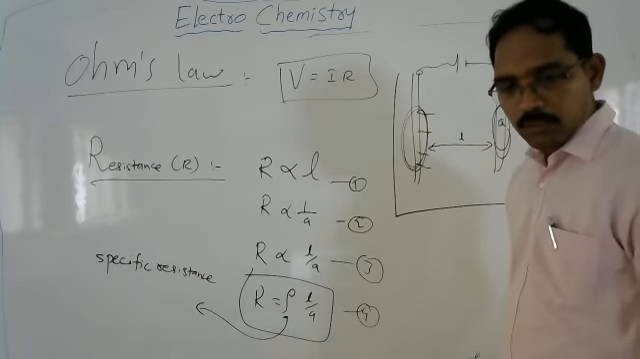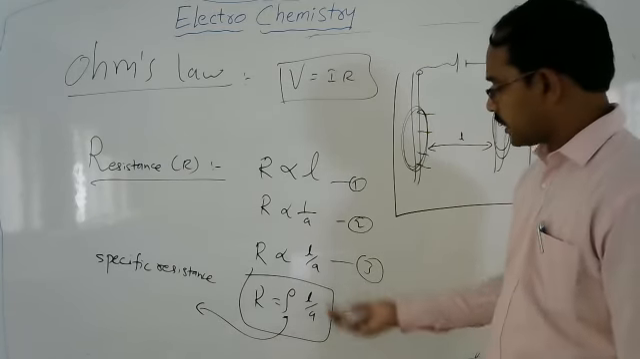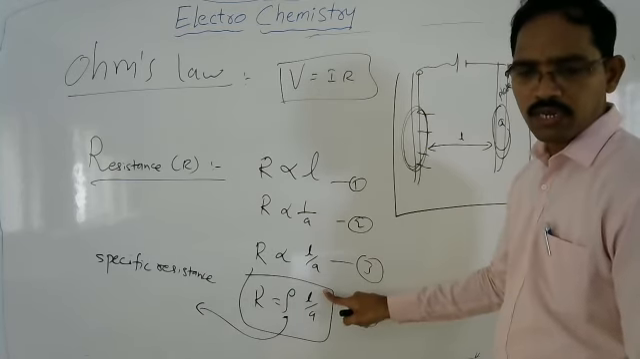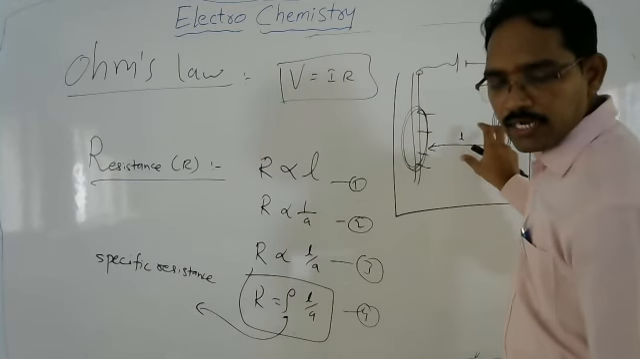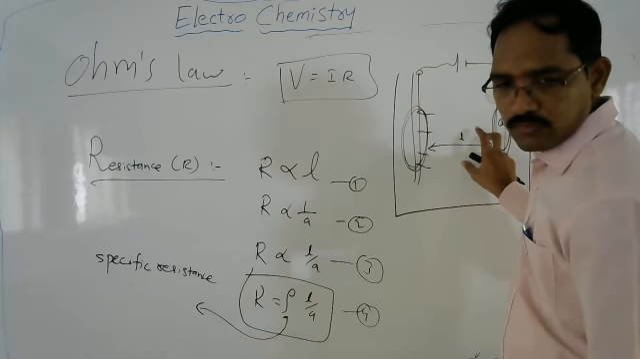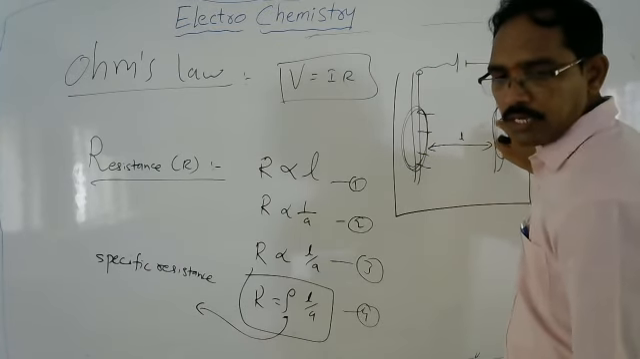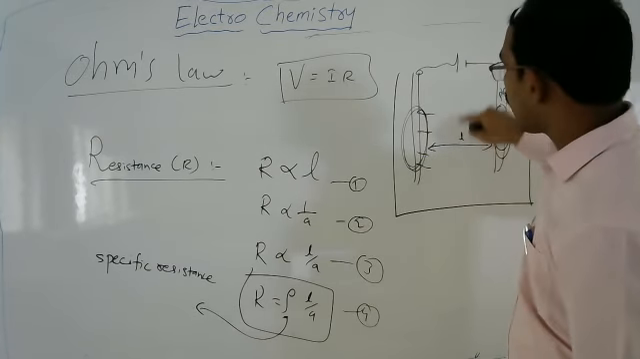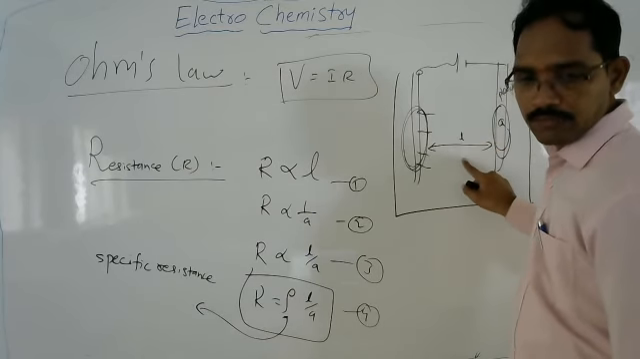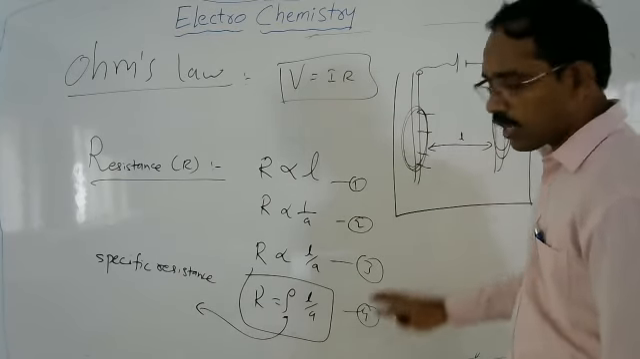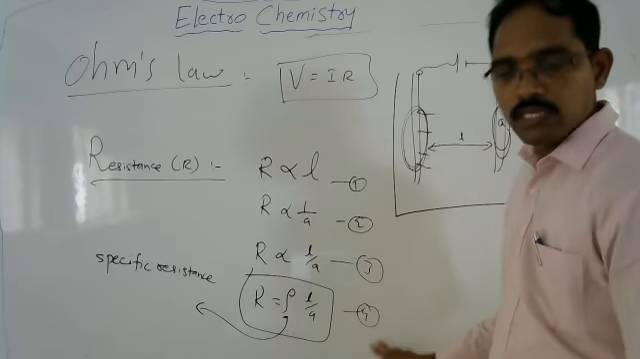Physics and chemistry have this much difference. In physics we will take iron wire or copper wire. Here we are taking electrodes. Distance between electrodes is L. Area of the electrodes is A. The formula is the same. Is it clear?